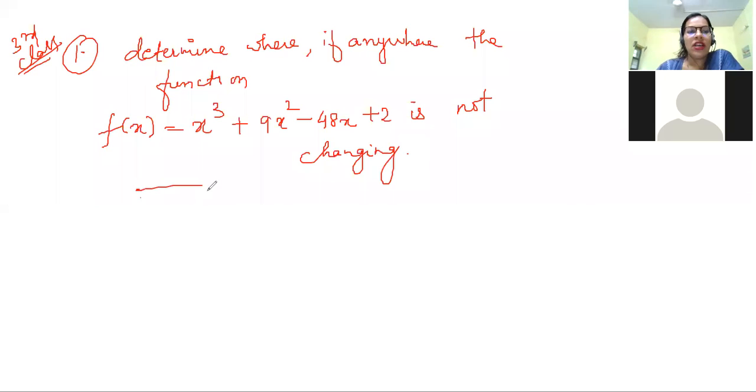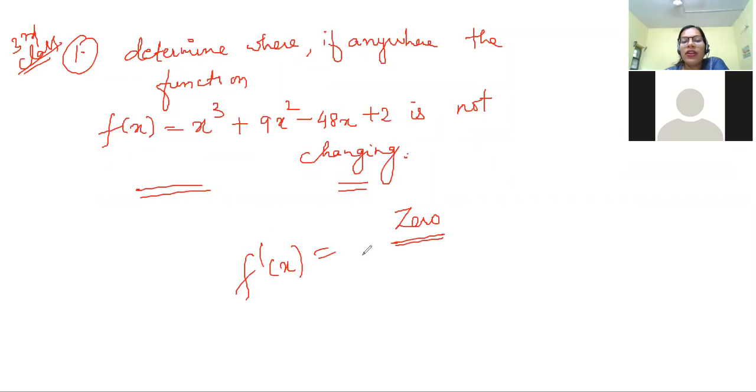So how you are going to solve this question? What is the first step to be done over here? The function f of x given is not changing. So what does it mean? What you have to do over here? I'll give you the hint. When we are saying that any given function is not changing, it means that it is going to be 0. So it means that your f dash of x should be equal to 0.